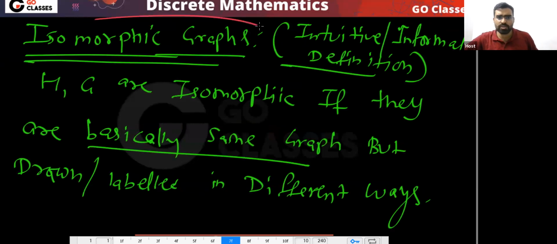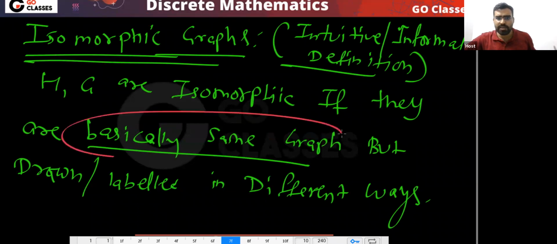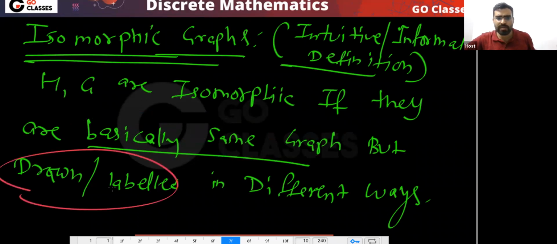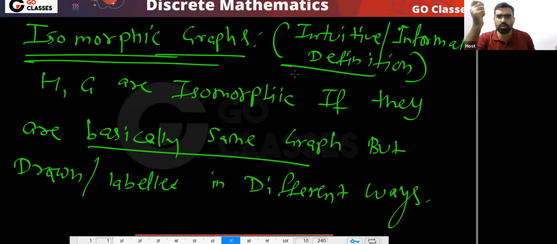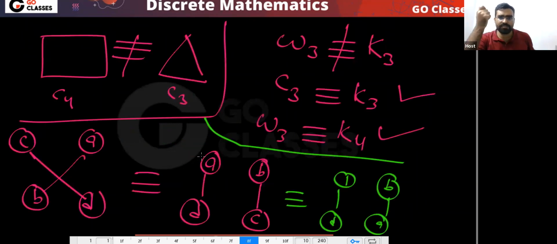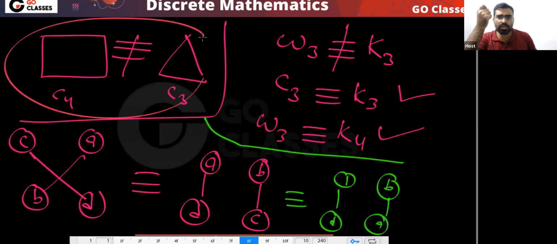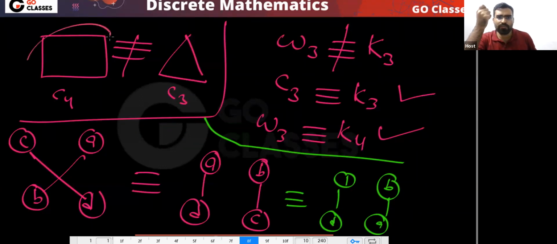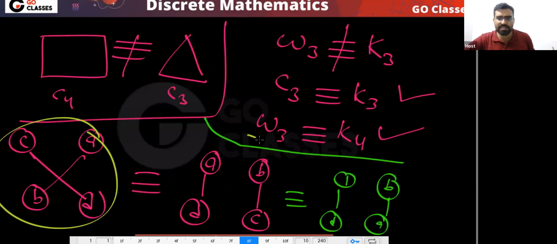So you know what an isomorphic graph is, right? Isomorphism basically means you have the same graph, but their drawing or labeling is different. This is the definition of isomorphism, the intuition behind it: you have two same graphs, but their labeling and drawing are different. For example, you can notice these two graphs are not isomorphic because here you have four vertices and here you have three vertices. But this graph is isomorphic to this graph because basically these are the same graph, but their drawing is different.